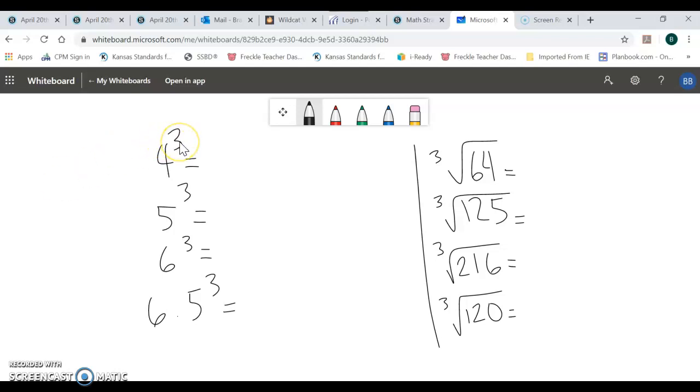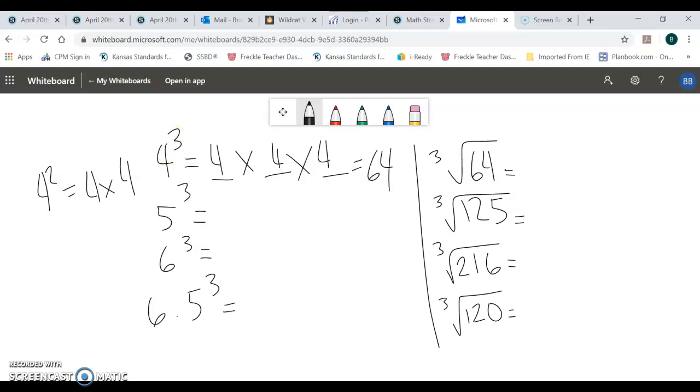Cubing is similar to squaring, but cubing means that you're going to take this number 3 times. So 4 squared was 4 times 4. So you notice that it was 4 2 times. 4 squared was 4 2 times. This is 4 cubed. It's 4 3 times. So 4, 4, 4. You're probably going to type it in a calculator, and that's 64.